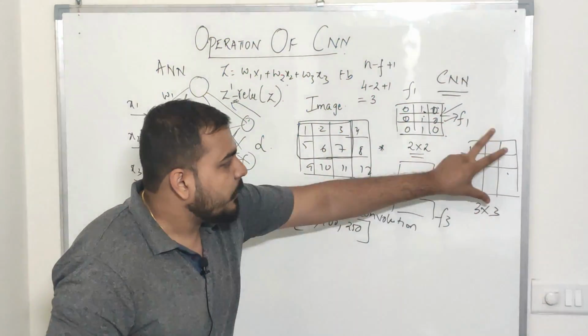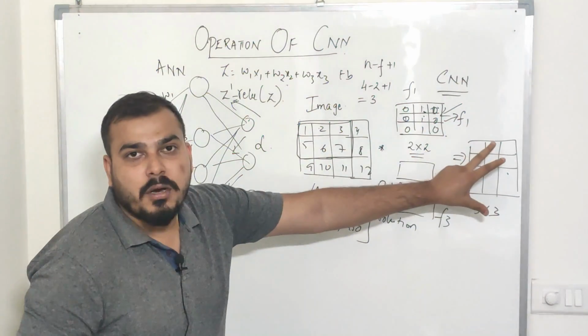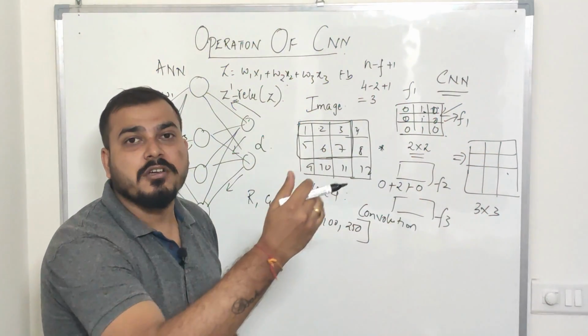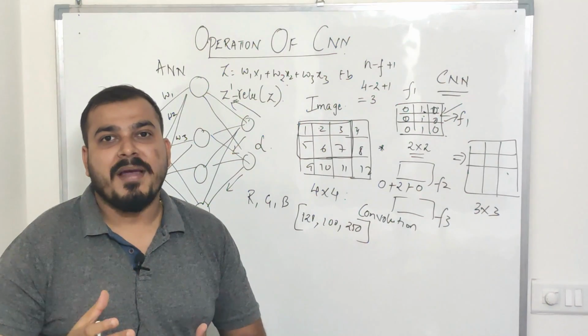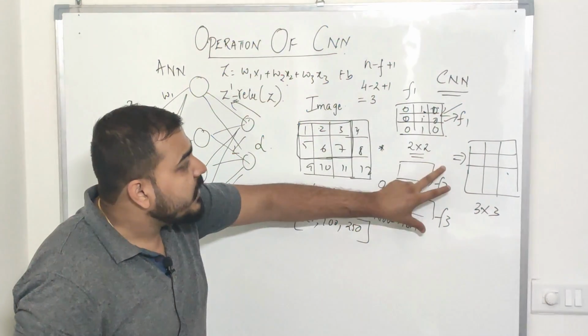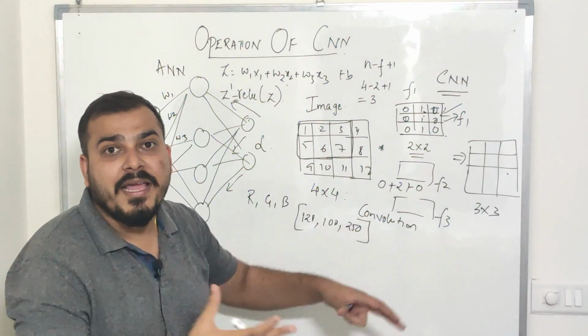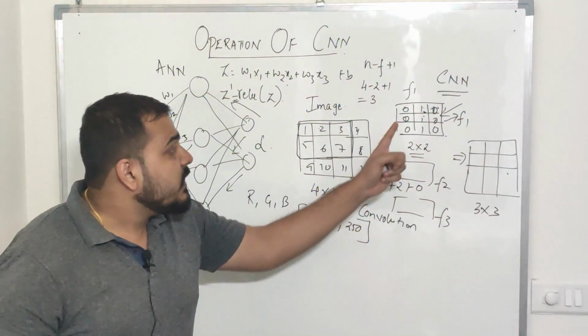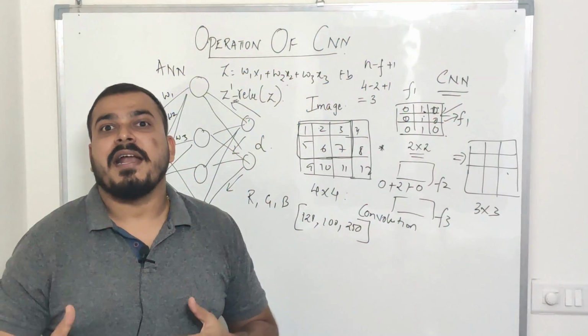Suppose I am getting the output after one convolution operation. There is still one more operation called max pooling. I'll discuss max pooling in my next video, but you need to understand that these filters will have to be learned by my convolution neural network. These values need to be updated inside my filter.